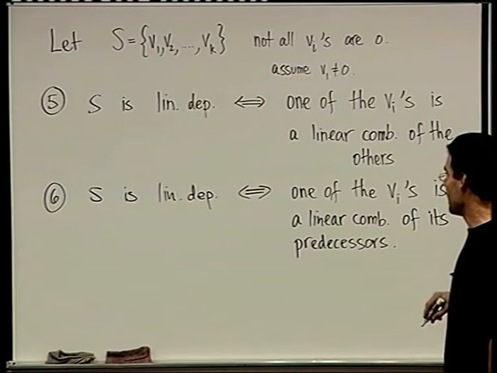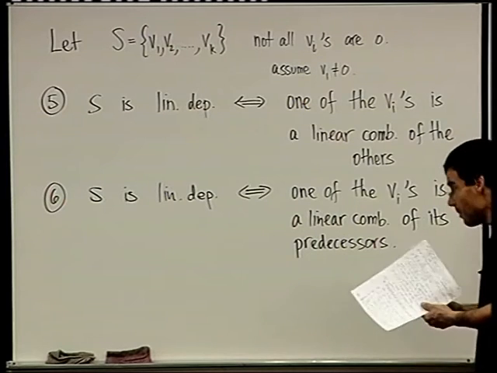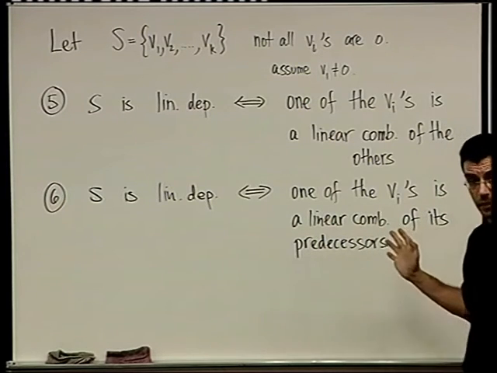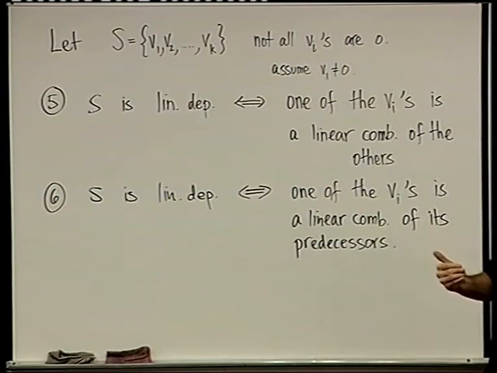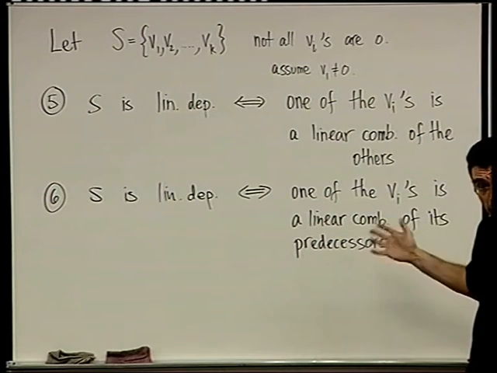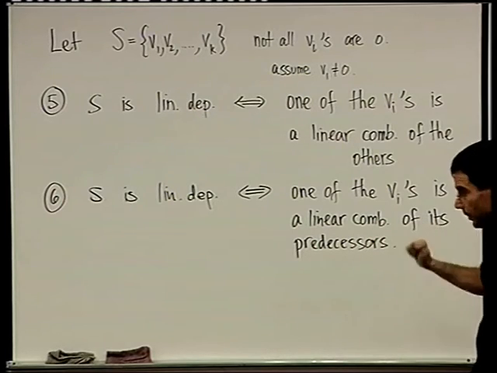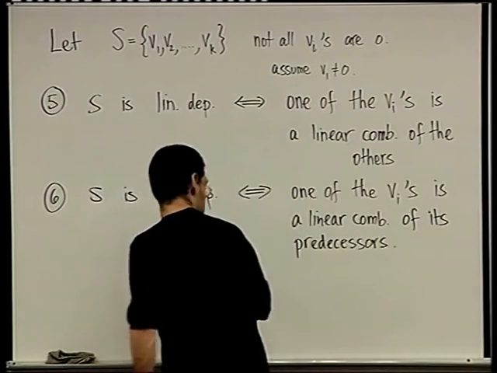Okay, let's prove these two. And you might ask again, why is number 6 necessary? Why do we care that it's a linear combination of the guys in front of it? Because it's useful, in proofs and in arguments. Let's prove 5 and 6.